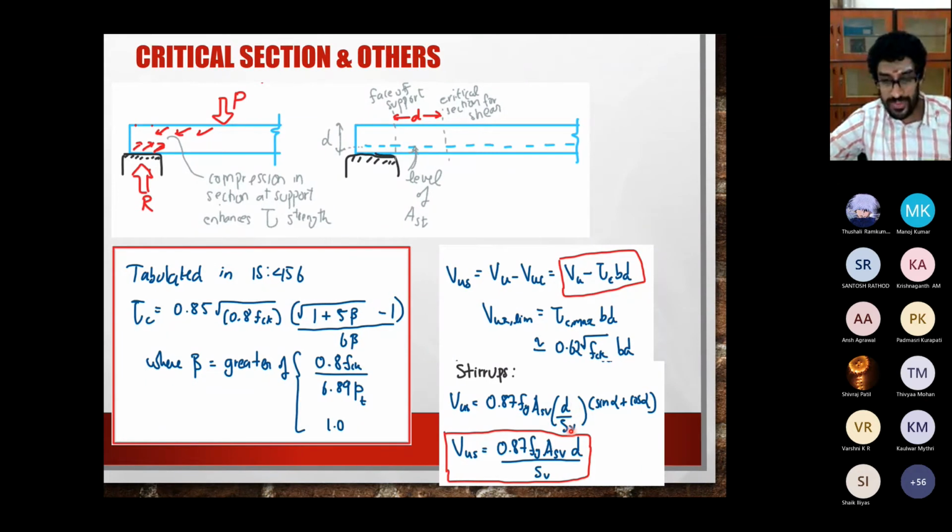D is the depth of the beam. SV is the spacing of the stirrups. So what is the spacing between one stirrup and the other stirrup? That is SV. This alpha is in case your stirrups are not vertical. If your stirrups are inclined, that inclination of the stirrups with respect to the longitudinal reinforcement, that is alpha.